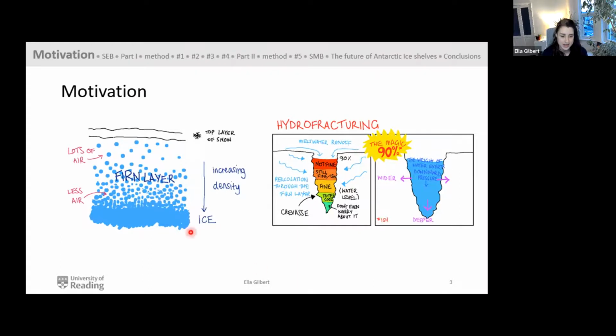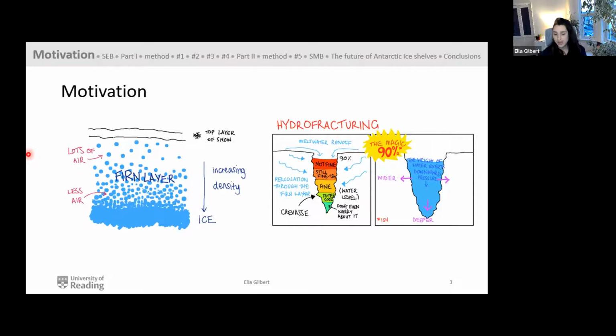So that's what this schematic on the left here shows. It shows you a cross section through the depth of an ice shelf from this nice top layer of fresh snow all the way down to kind of solid ice right at the base. And in the middle, we've got a transitional product called firn, and it's somewhere between snow and ice. It's got lots of air pockets in it. And that's really important because any meltwater that is generated at the surface of the ice shelf can trickle down into that firn layer and refreeze.